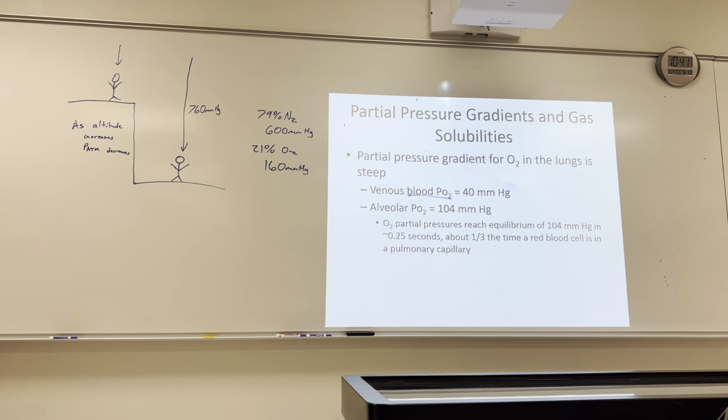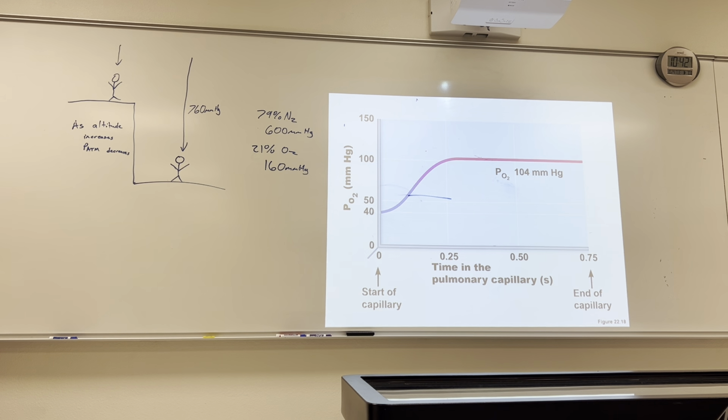It only takes about a quarter of a second for that to reach equilibrium. The red blood cells are in there about three-quarters of a second. That's just redundancy for us. That gives us more than enough time to get that oxygen in the blood at the lungs. And here you see that equilibrium in the pulmonary capillary.